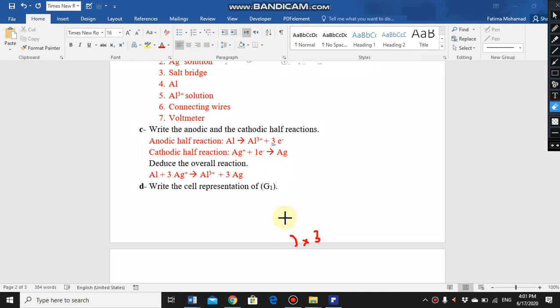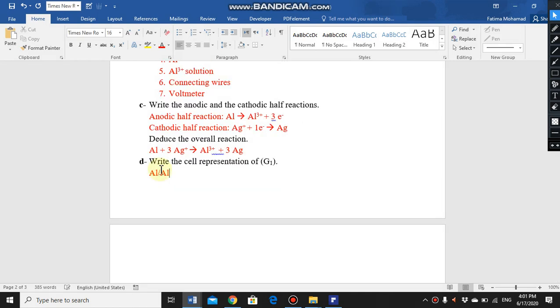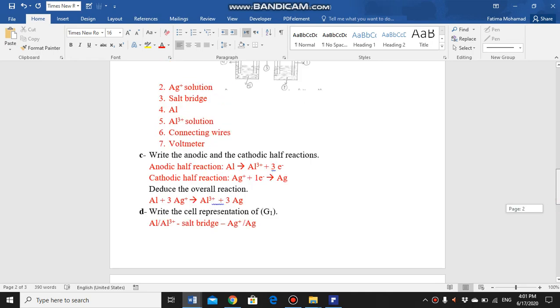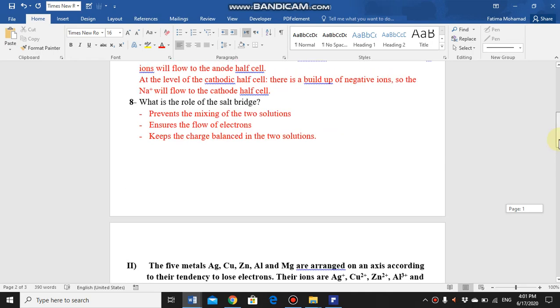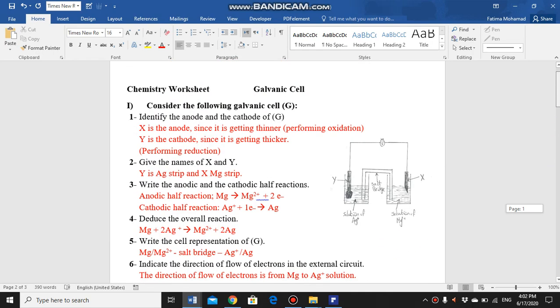Write the cell representation. We said we write the anode first. So it becomes Al, Al3+, Ag+, and the cathode Ag. Okay, so by this we ended our session for today. Hope you understood these two exercises, and goodbye.